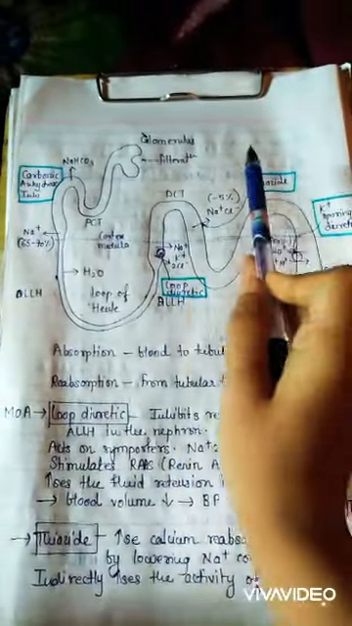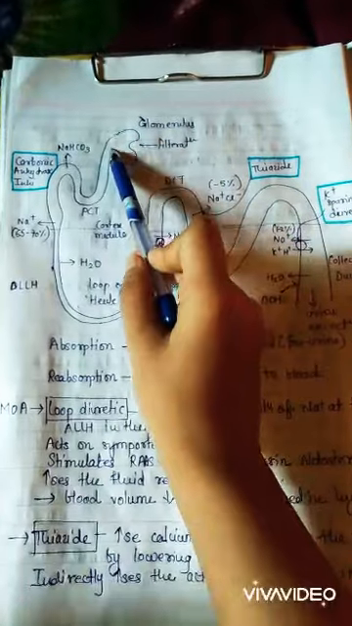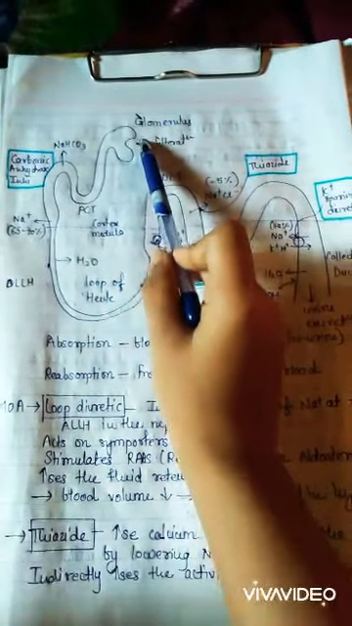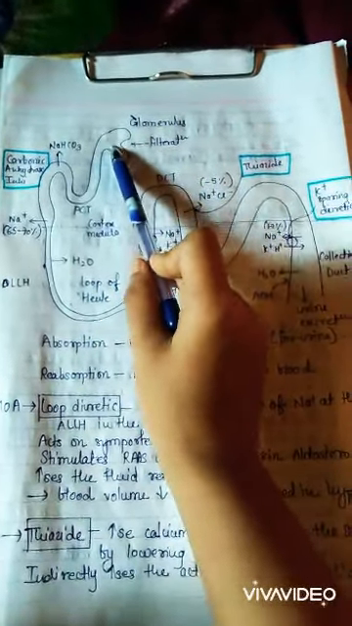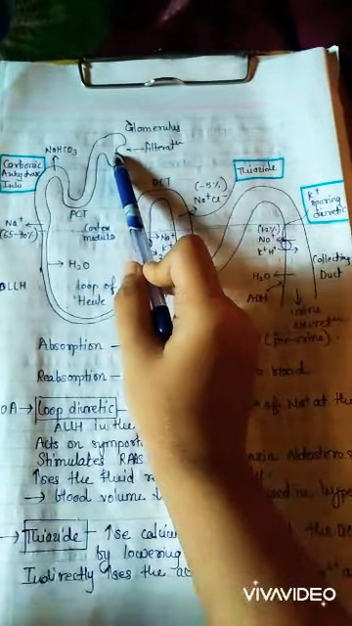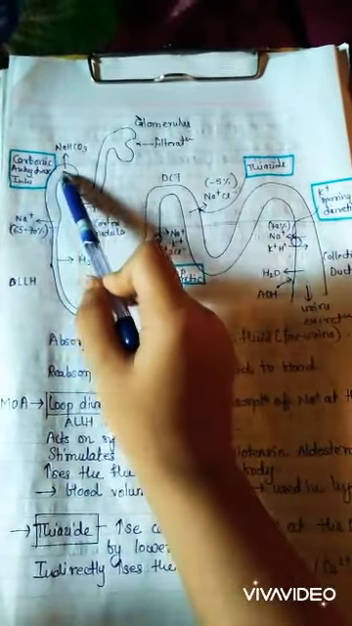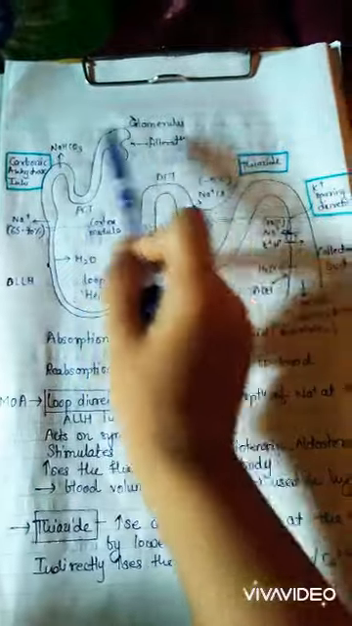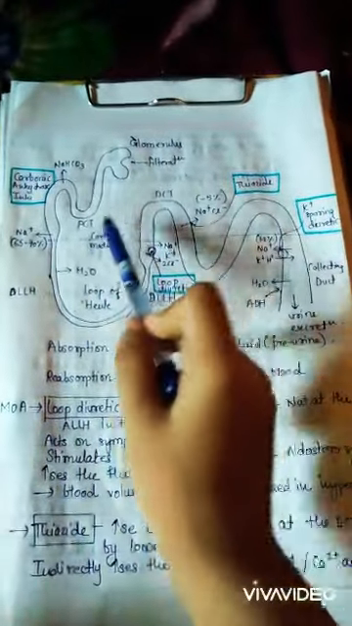How does the urine get formed? So it will start from this part. This part is called Bowman's capsule, which contains the glomerulus. Okay, filtration will occur from here. Then this part is called the proximal convoluted tubule. This is the nephron structure which is present in our kidney.